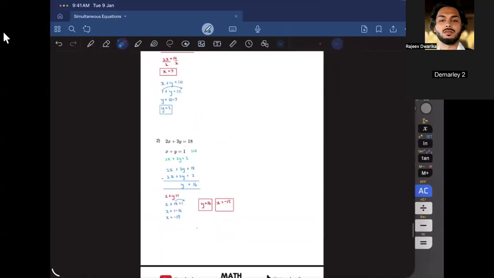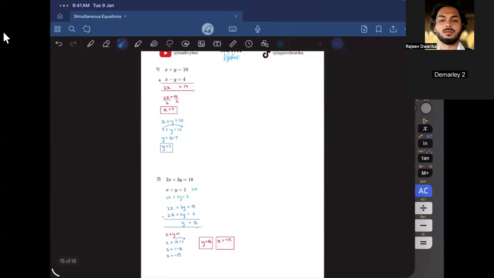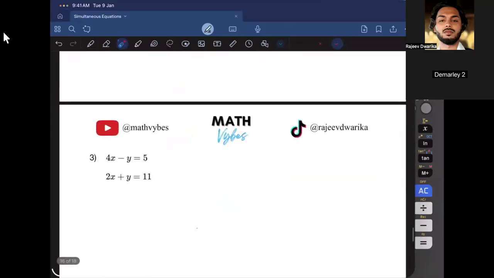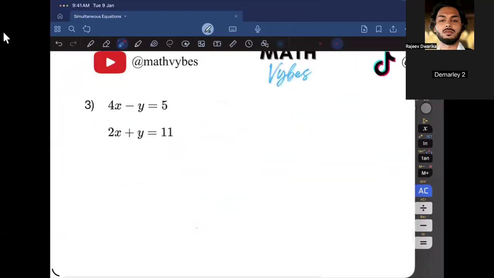So my advice is, at your level, I would almost definitely use elimination. It's only when you have a linear and a non-linear that I would use substitution, but I would almost always use elimination. Always. Yeah. Right? With this question, we want to cancel off.